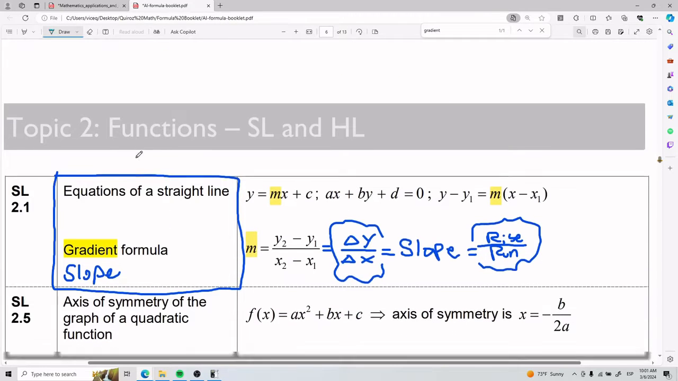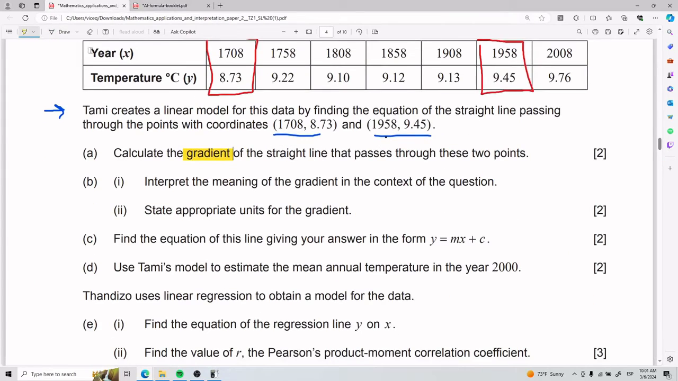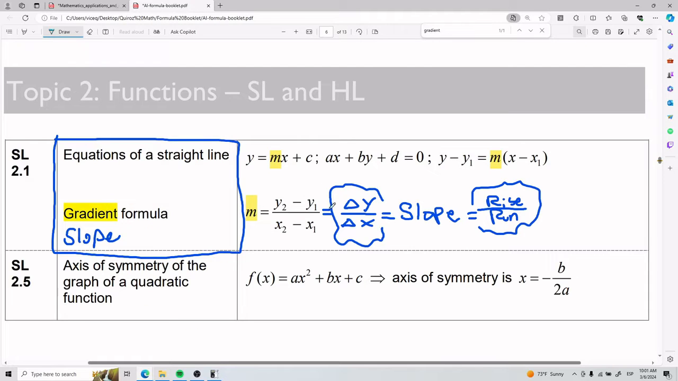Let's get to it. So the gradient formula, as we can see here, is y2 minus y1 divided by x2 minus x1. So m equals this. Okay, so what the heck is y2? What is y1? What is x2? What is x1? I got you. Relax. So x2 and x1 and all of this is just expressing a point.